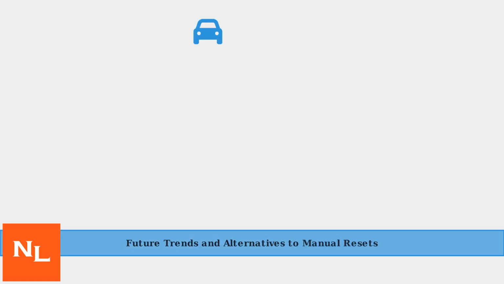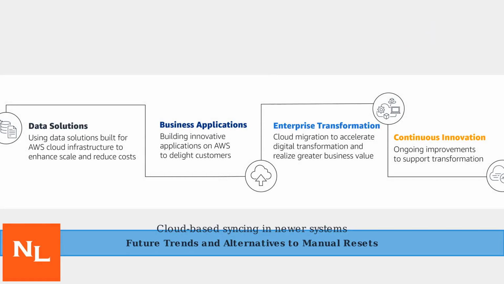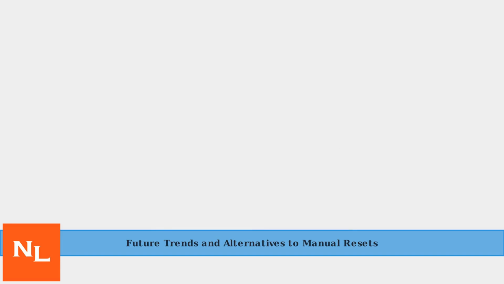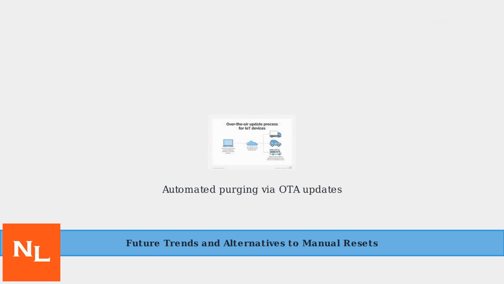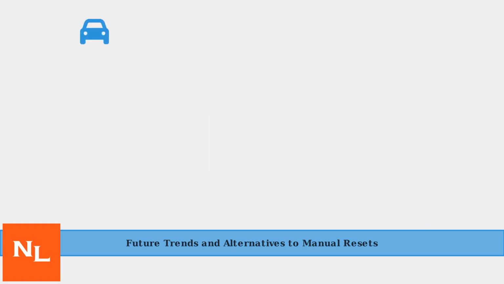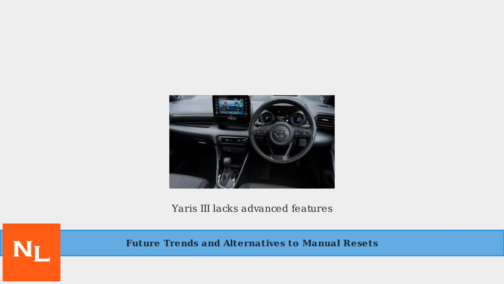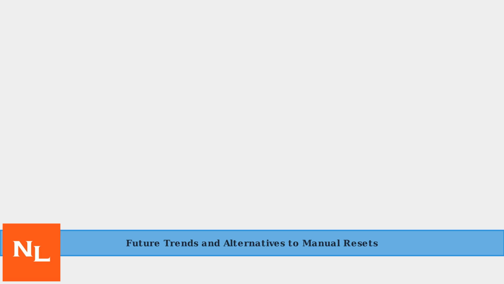Looking ahead, trends point towards cloud-based syncing in newer Toyota systems, where resets could involve app-linked accounts. By 2030, automated data purging via over-the-air updates may become standard. While older models like the Yaris 3 lack these advanced features, staying informed about firmware updates and understanding the manual reset process remains essential. For data backup, consider noting your preferred settings before resetting to make reconfiguration easier.